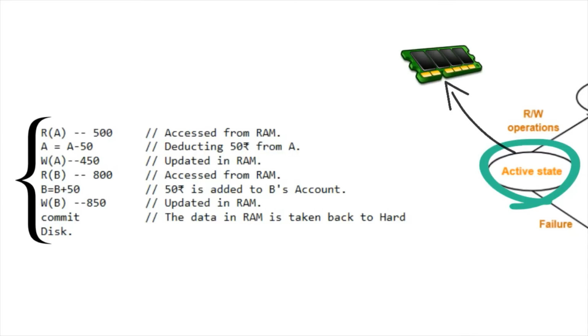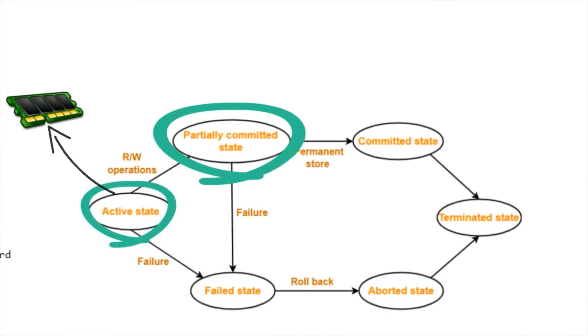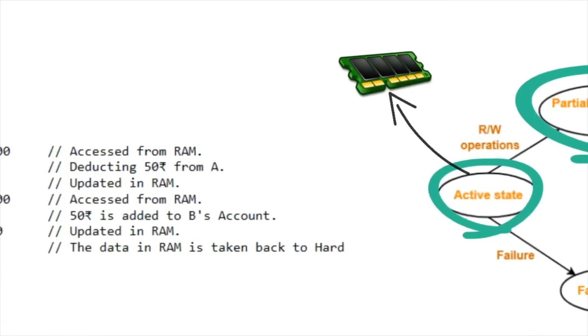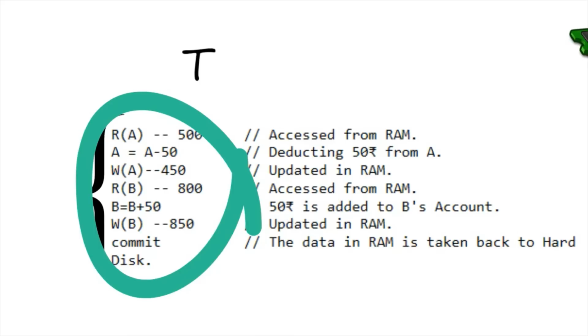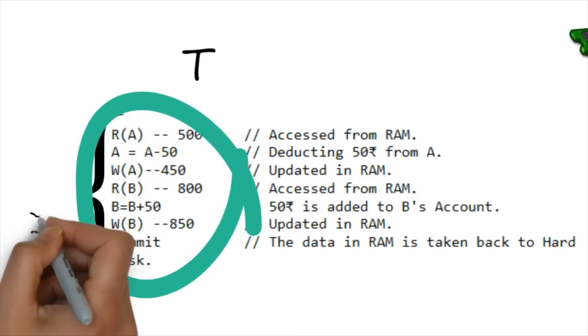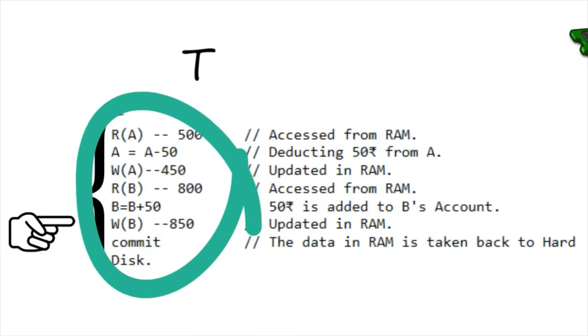After the active state, we have the partially committed state. Now, say this is a transaction T and it has many operations. Whenever the last instruction of the transaction has executed, then it comes to the partially committed state. Now, try to understand the concept here. This state is not a fully committed state.